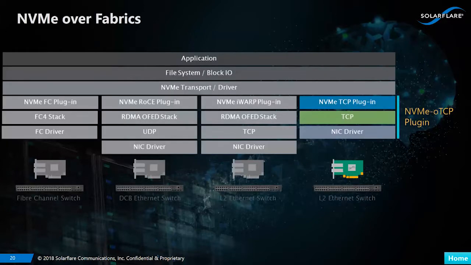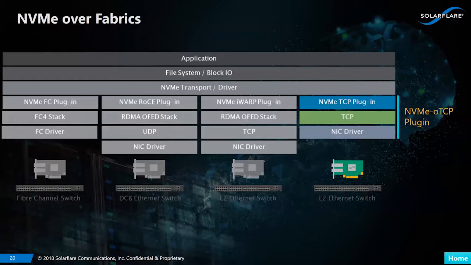Let's go to the first slide. So Mike walked you through this. You've got Fibre Channel, and for Ethernet you've got RoCE, iWARP, and very soon TCP. TCP should be ratified; I'm expecting it before the end of this month. SolarFlare has been one of the contributing members to the NVM Express Consortium working group for TCP as a transport. Right now we're going through the final stages.